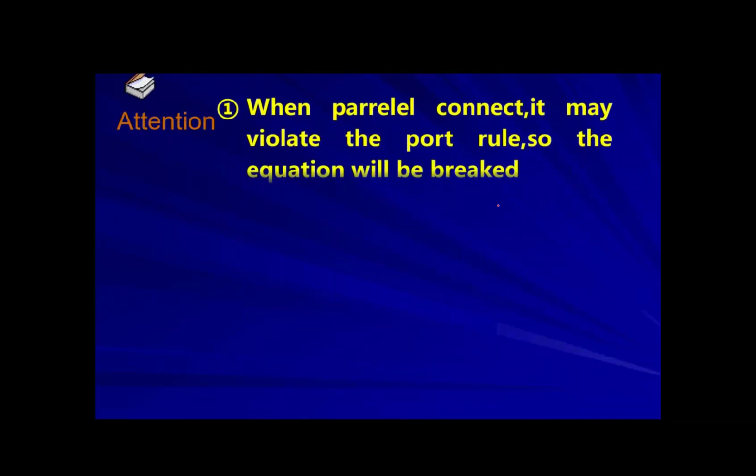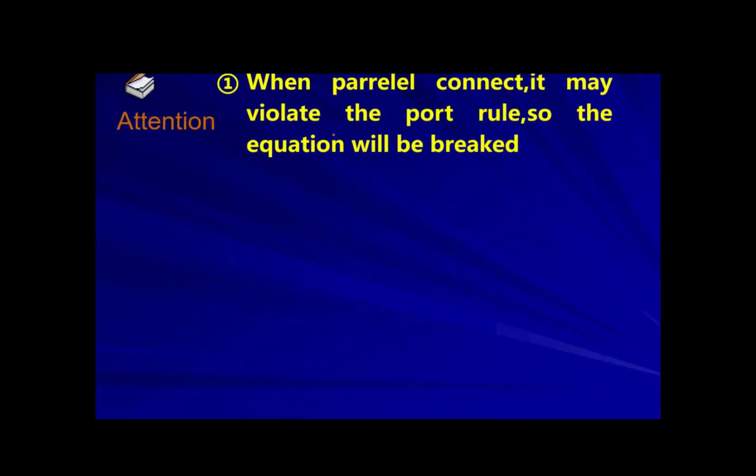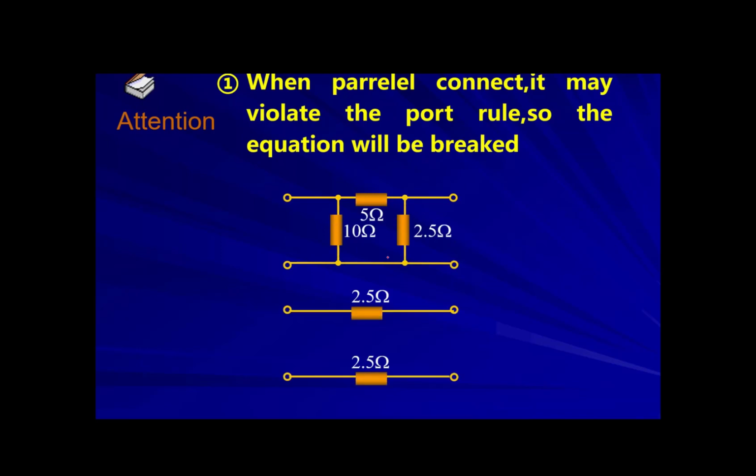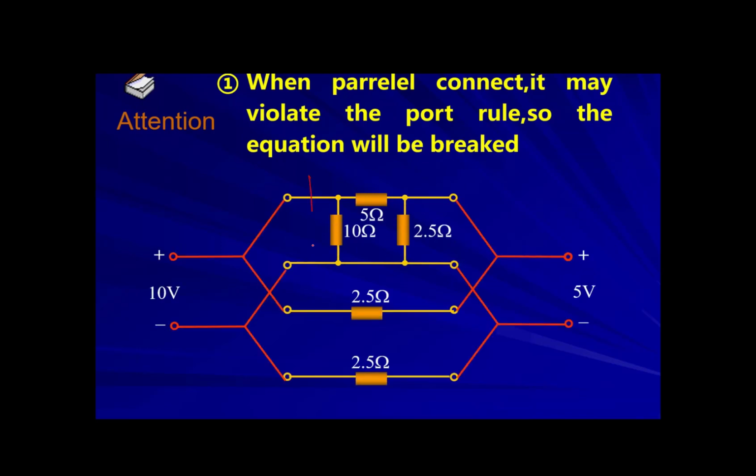Pay attention. When connected in parallel, it may violate the port rules, so the equation will be blocked. For example, this is a two-port network, and this is also a two-port network. Now we connect them in parallel.